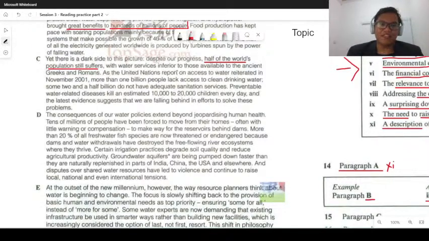With water services inferior to those available to the ancient Greeks and Romans. Oh, this one also has "ancient," right? And what does it pertain to? It pertains to water services.